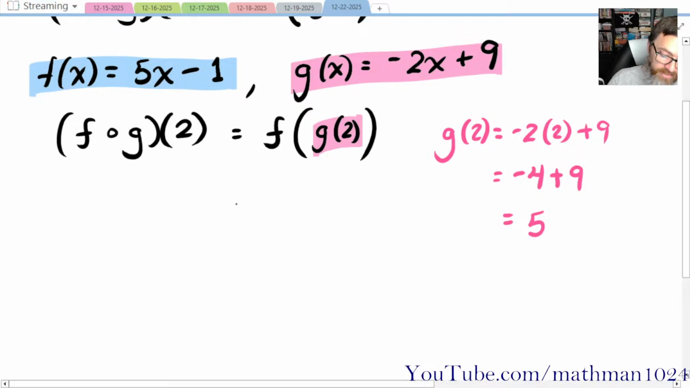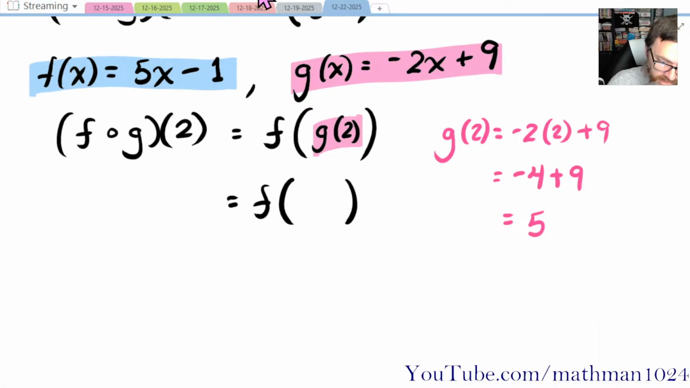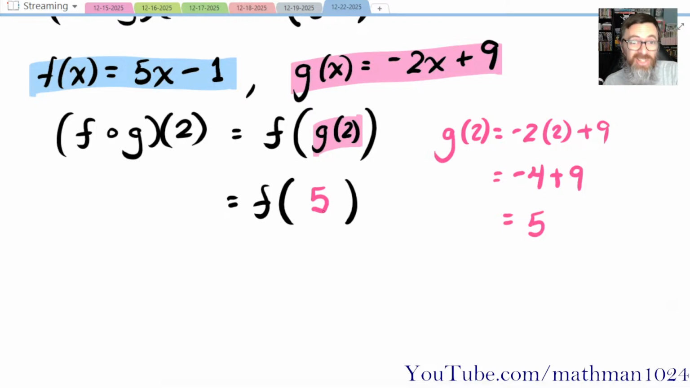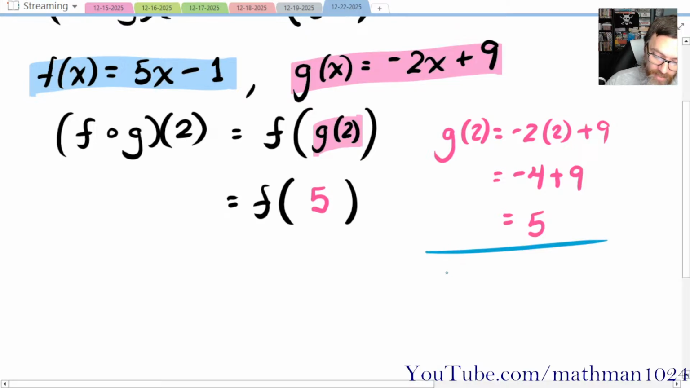So f has been waiting for g to finish up whatever he's doing with the 2. And g says, all right, I'm done. Here, you get 5. So f doesn't see 2. f sees what g has done to 2. And now we figure out what is f of 5.